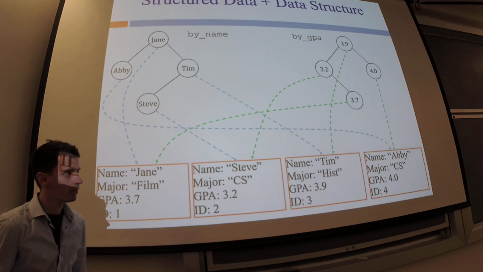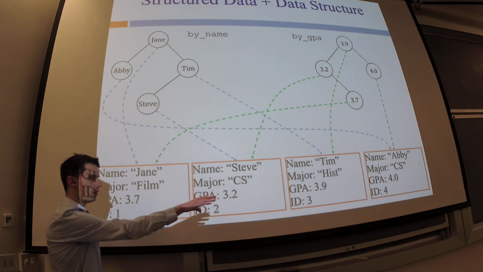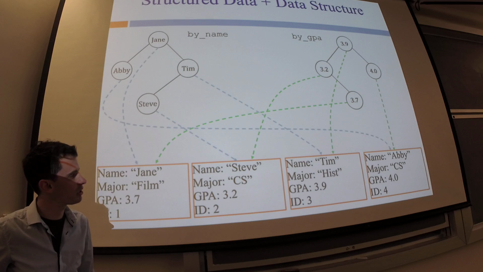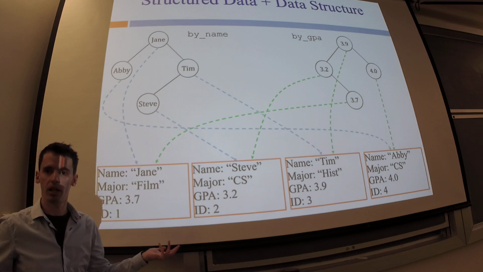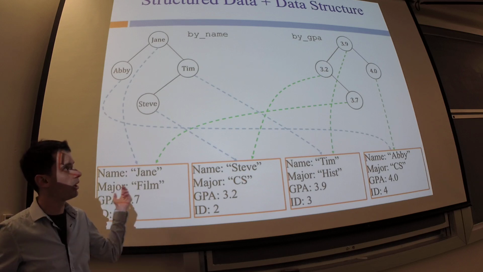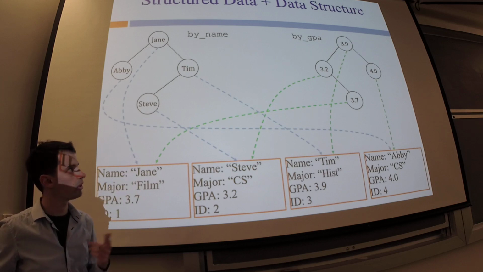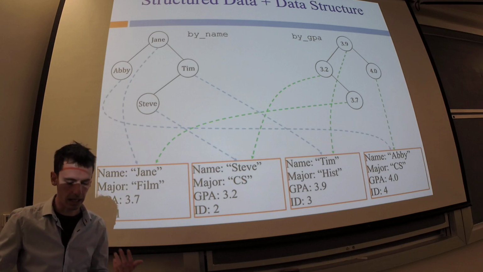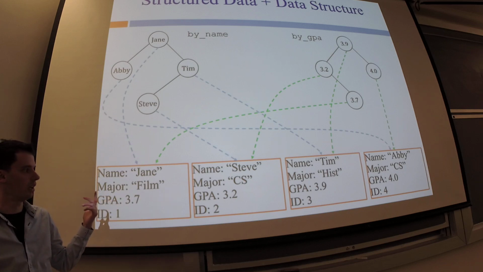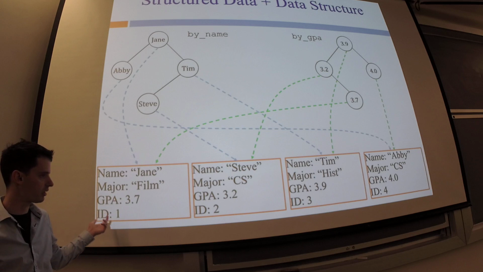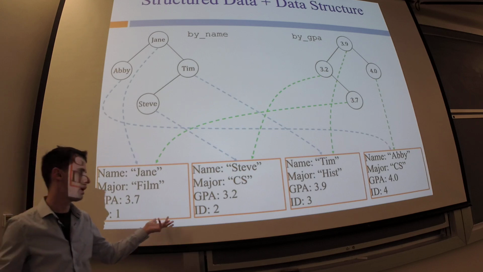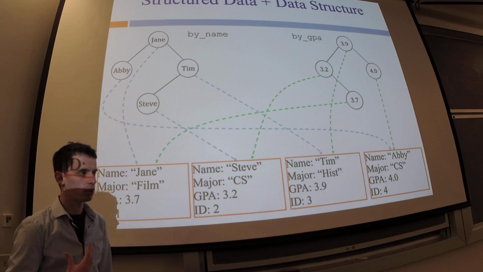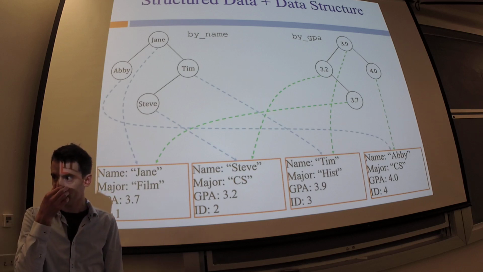So what we do is we store the data itself, the actual records, just in a file somewhere. Order is not particularly important because we additionally store a whole bunch of data structures: one that lets us quickly find by name, one that lets us quickly find by GPA. I could add another one based on major, another one based on ID. That one might actually be a hash table instead of a tree, but so you get the idea, hopefully.